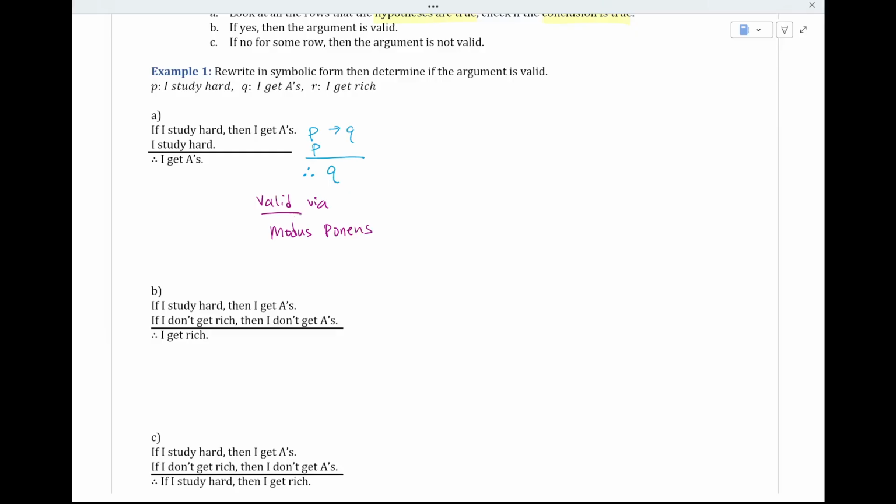So that is using arguments. I did not have to use multiple arguments. We'll see examples. The next one, I think, we'll have to use multiple arguments to get there. But this one, I was able to do it in one shot. This is directly modus ponens. Let's take a look at the truth table.